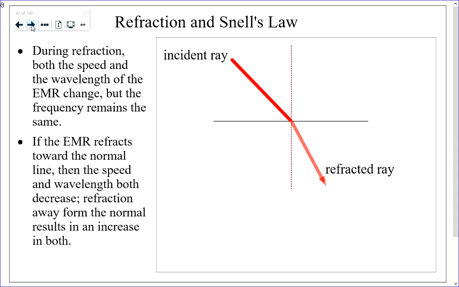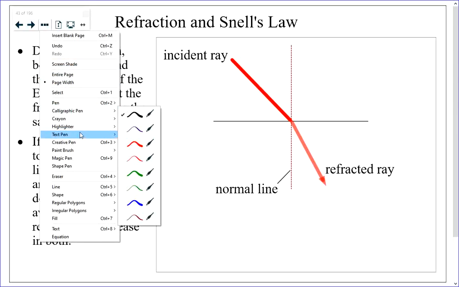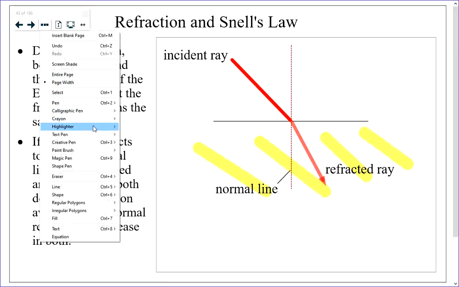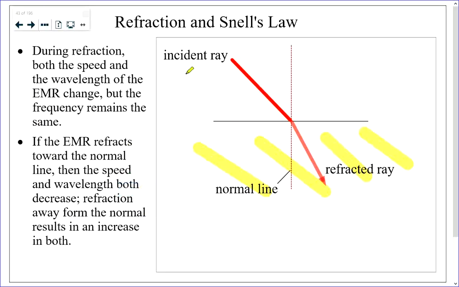In the diagram I've illustrated here, there's the normal line, so you can see that the beam of light is refracting towards it, which means that this medium down here, this medium that the light is entering, is more optically dense than the medium that the light was in to begin with.